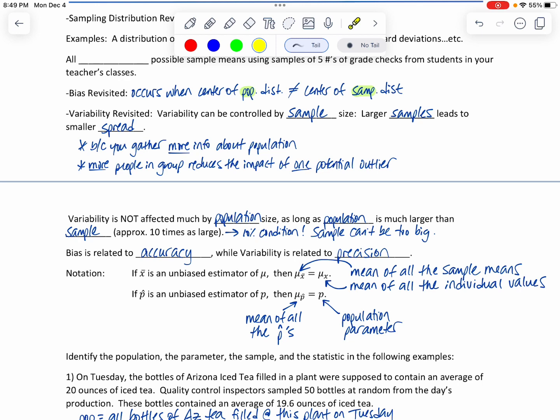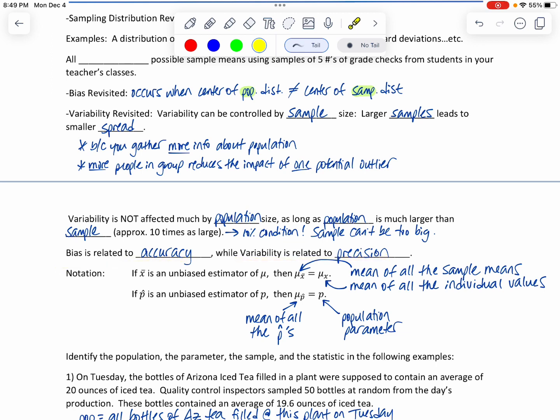Variability is not affected much by population size as long as the population is much larger than the sample. Remember how the sample can't be too big? We talked briefly about this last chapter. We're going to talk about it again this chapter, the 10% condition. As long as you take a sample that is not too big, not more than 10% of your population, then we're good. Bias is related to accuracy. Variability is related to precision.